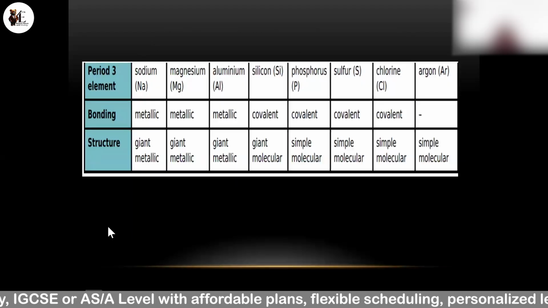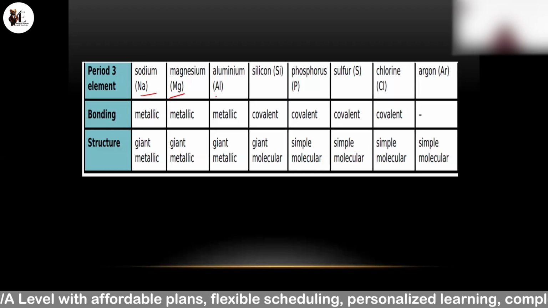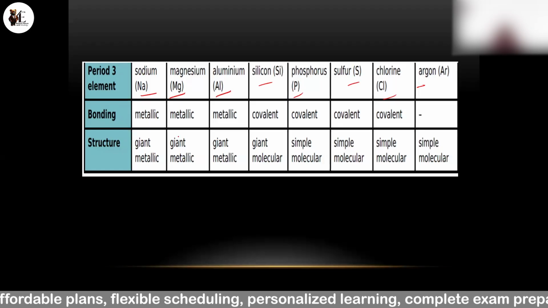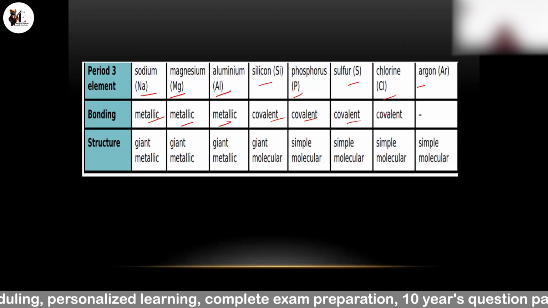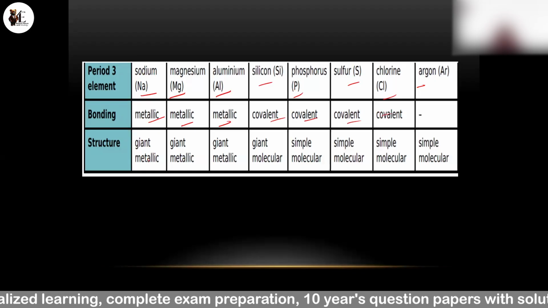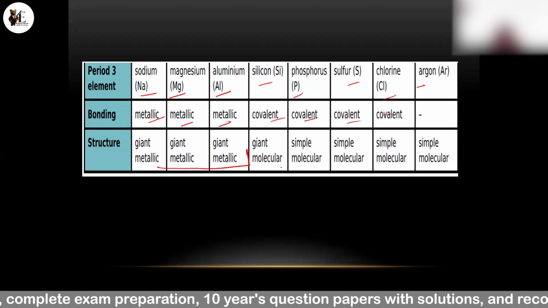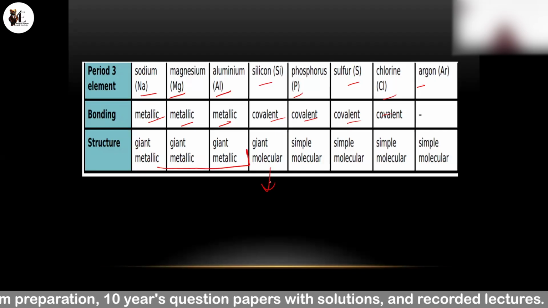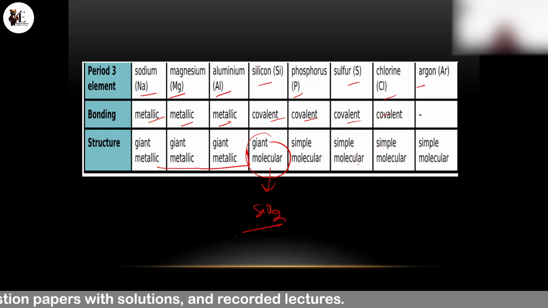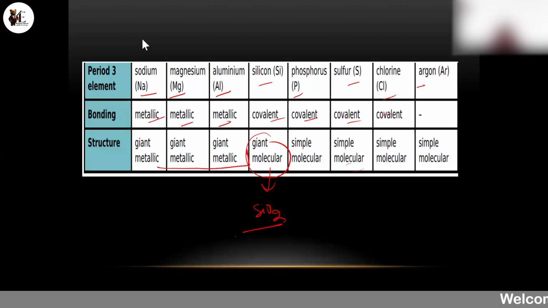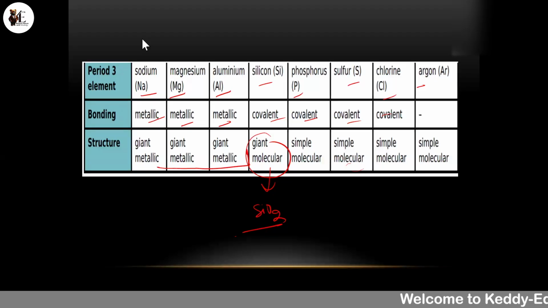Here you can see the bonding for sodium, magnesium, aluminium, silicon, phosphorus, sulfur, chlorine, and argon. The first three are metals with metallic bonding, then you have covalent bonding because they are non-metals. In terms of structure, the metals have a giant metallic structure. Silicon, as we studied in chemical bonding, has a giant molecular structure, like SiO2. Phosphorus, sulfur, chlorine, and argon have simple molecular structures, so they are your non-metals. Write it down.